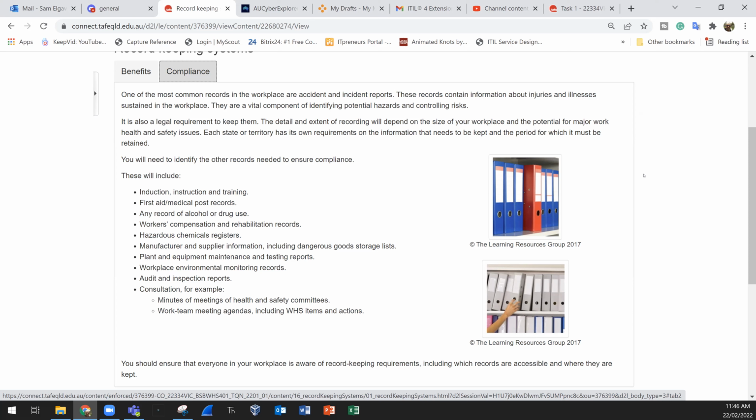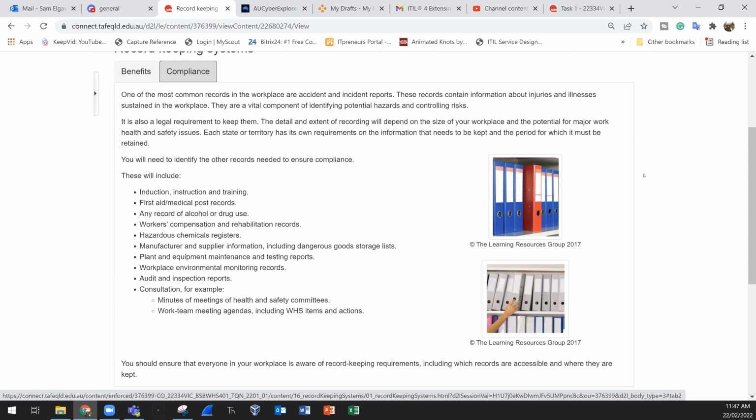First aid, medical post records, inductions, instructions, training, any record of alcohol or drug use, worker compensation and rehabilitation records, hazards, chemical registers, manufacturer and supplier information, including dangerous goods, storage lists, plant and equipment maintenance and testing reports, workplace environmental monitoring records, audit and inspection reports, consultation, as we mentioned in previous sessions also, for example, minutes of meeting of health and safety committees.